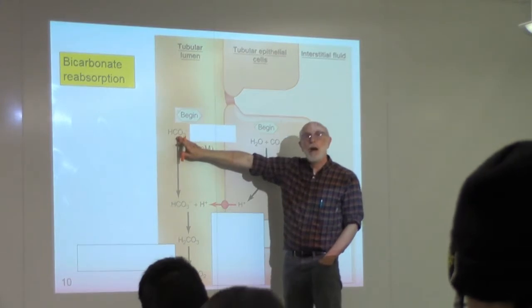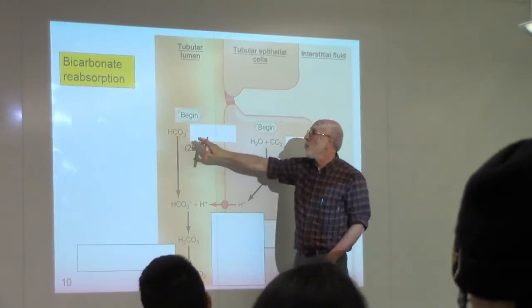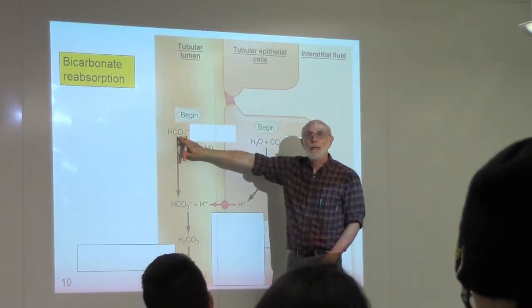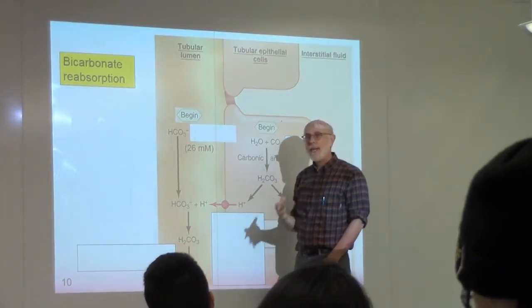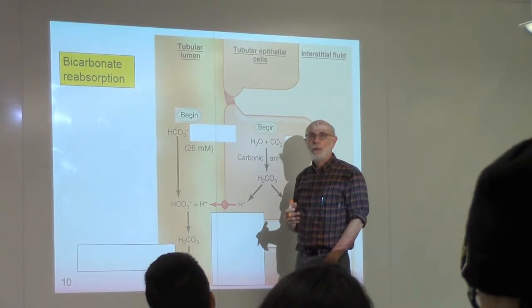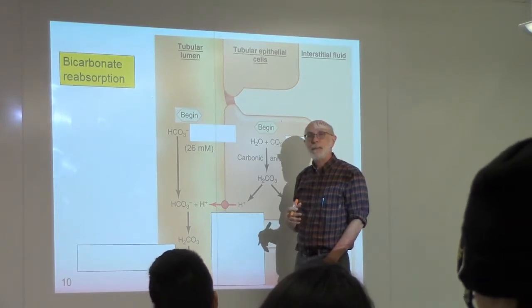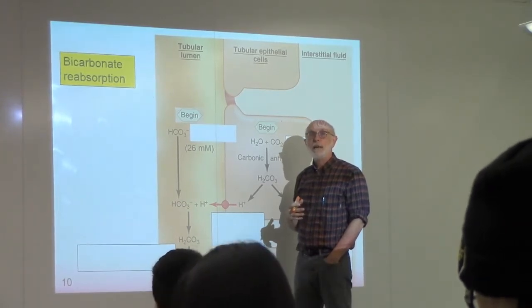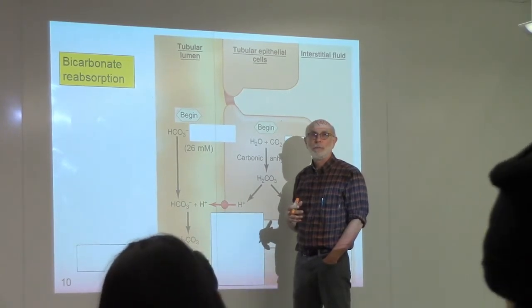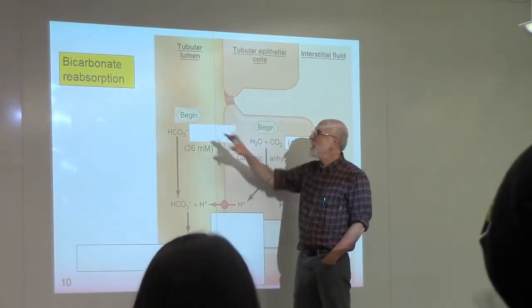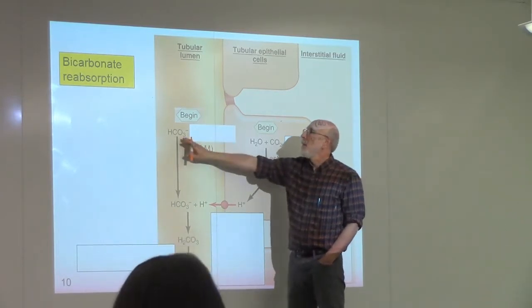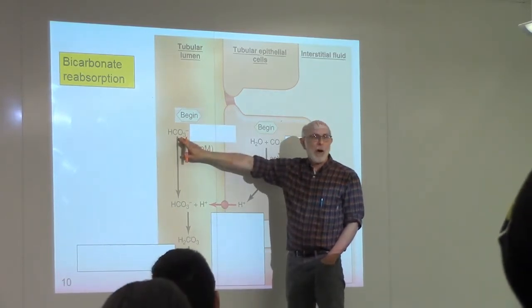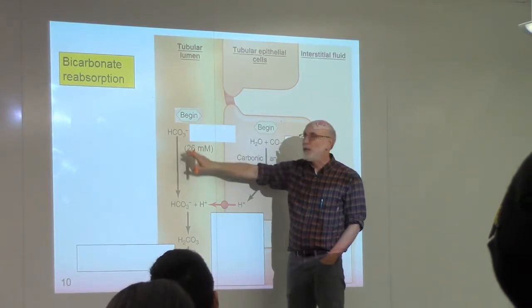What's the name of the process that brought this bicarbonate into the tubular lumen? You can think of any section of the tubule, but maybe it's easiest to think about the very beginning of the proximal tubule. What's the name of the process? That's what I'm looking for in this box, the process that got bicarbonate into this fluid.